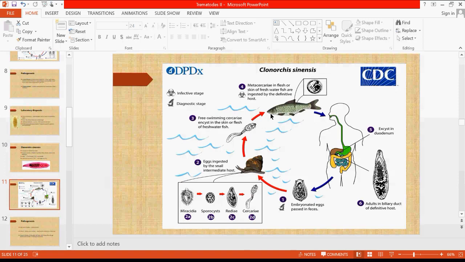Then what will happen in the fish? The fish ingest the cercaria, which reach the muscles and the skin of the fish, and there they get encysted. So the cercaria will turn into the encysted metacercarial forms, which are formed here in the muscles and the skin of the fish. When ingested, the life cycle is generated again. So the only difference between Fasciola hepatica and Clonorchis sinensis is that all the larval forms develop in the snail, and the eggs laid by the human will be embryonated, not unembryonated like in Fasciola hepatica.